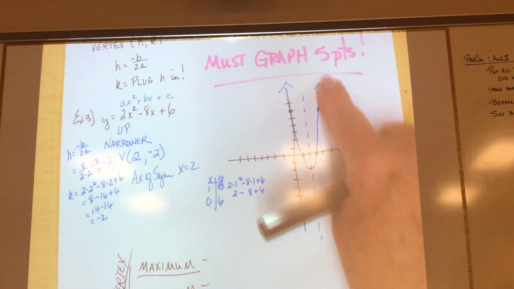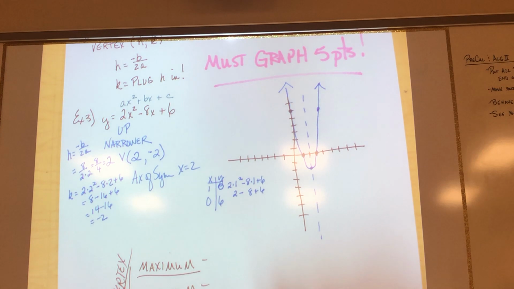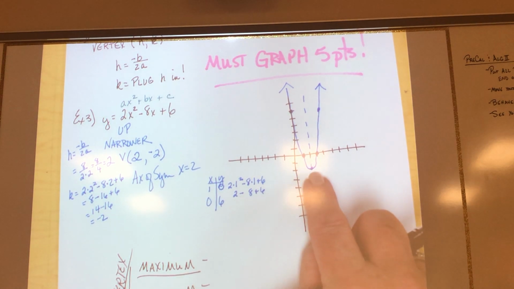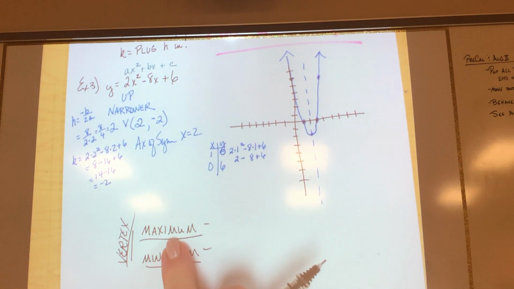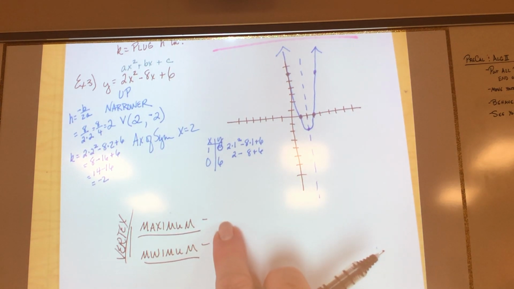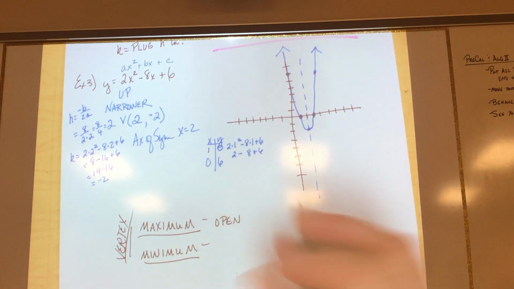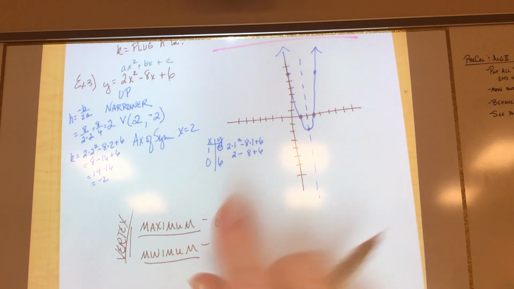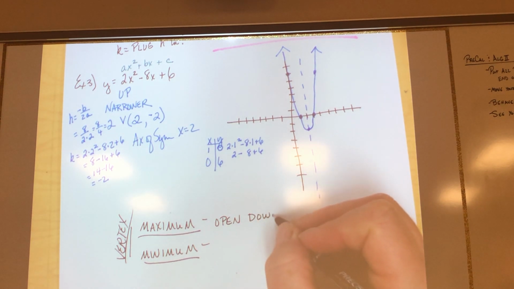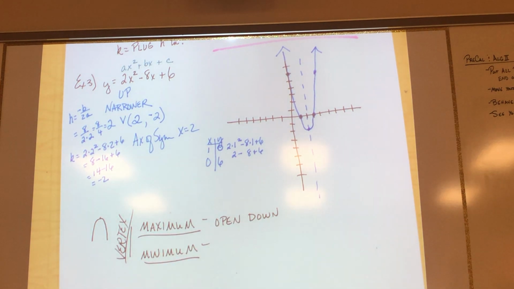No. These arrows say this graph keeps going up and up and up. He does not have a maximum value. What would this value be called? Minimum. His minimum. So in order to have a maximum value, how does my parabola have to open? Down. Do you see what I'm saying? If he goes like that, that's my maximum value.